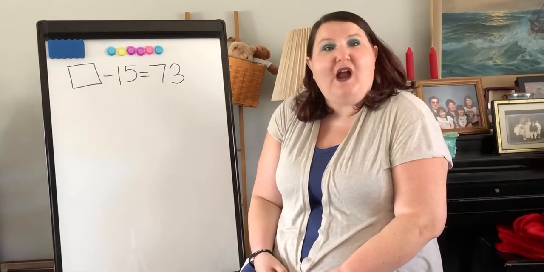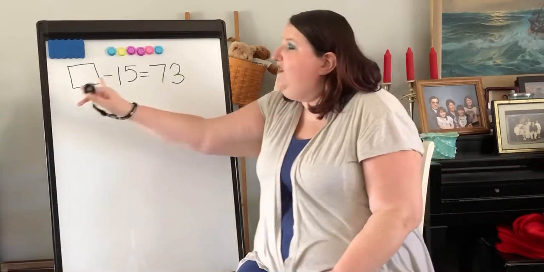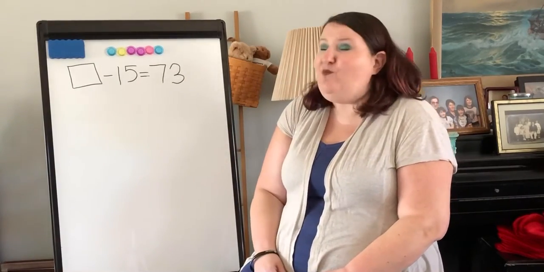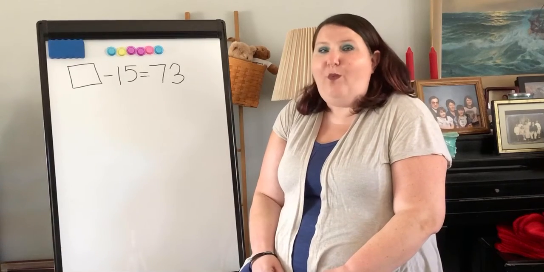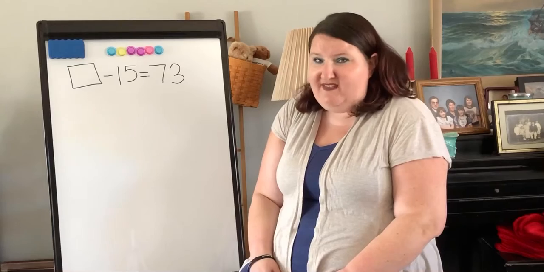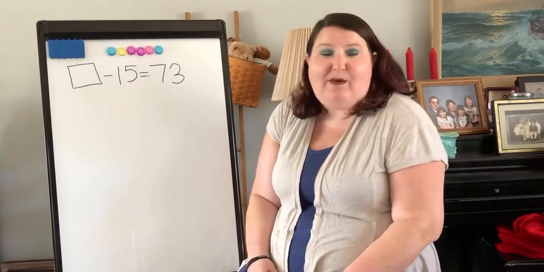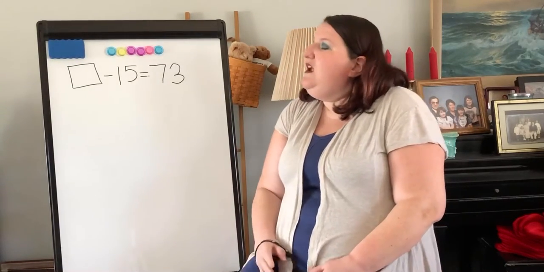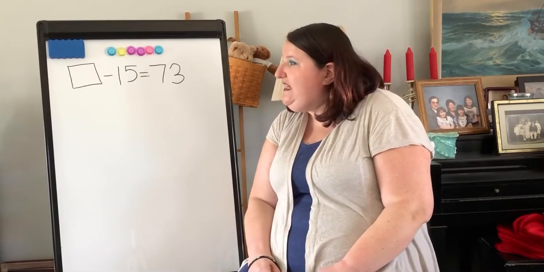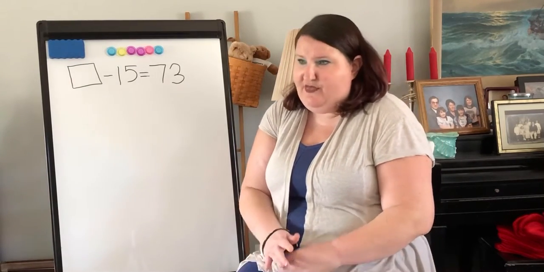Today we are going to work on math equations where the start is unknown. Notice that I am representing the unknown with a box. Usually you will see unknown represented that way, although sometimes you may see them represented with a question mark. The equation reads, unknown, take away 15 is the same as 73.